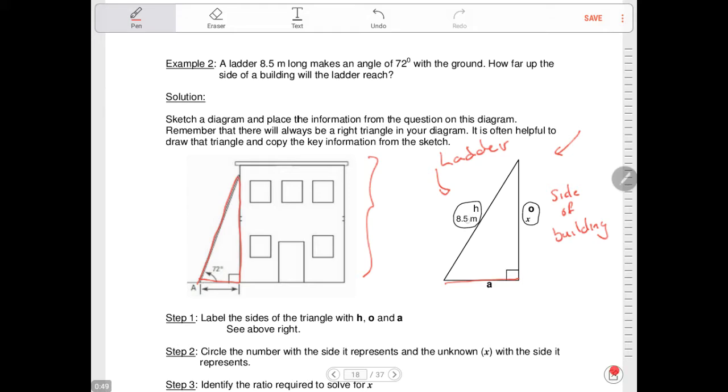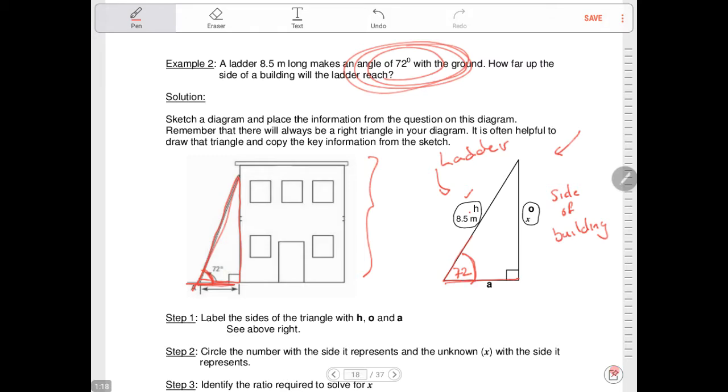Okay. Then fill in the information you have. We know the ladder is 8.5 meters long. It says it makes an angle of 72 degrees with the ground. So that's going to be right here, and they do give you that. Here's the ground, here's the ladder. It says you have an angle of 72 degrees with the ground. So therefore, your angle is 72 between the ladder and the ground. Now you have to solve.